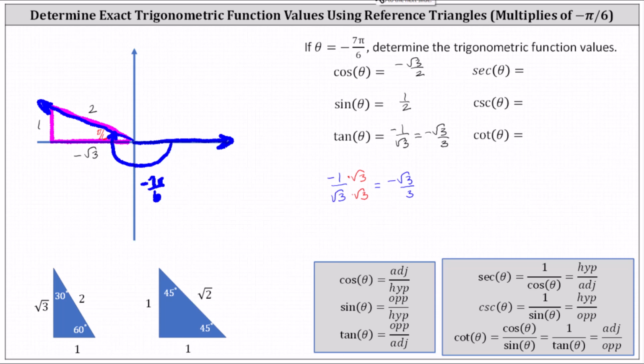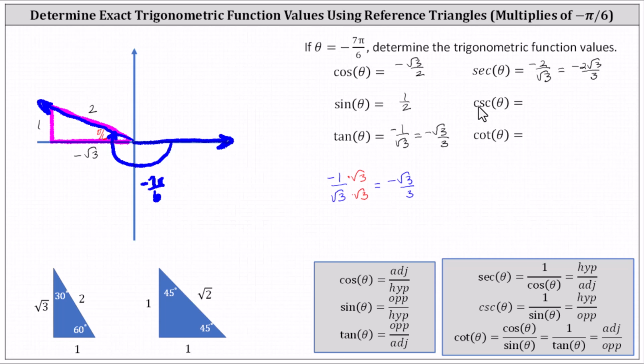The secant function value equals the reciprocal of the cosine function value. The reciprocal of negative square root 3 divided by 2 is negative 2 divided by square root 3. Or using the reference triangle, secant negative 7 pi divided by 6 equals the ratio of the hypotenuse to the adjacent side, which is 2 divided by negative square root 3, or negative 2 divided by square root 3. Which, if we rationalize the denominator, is equal to negative 2 square root 3 divided by 3.